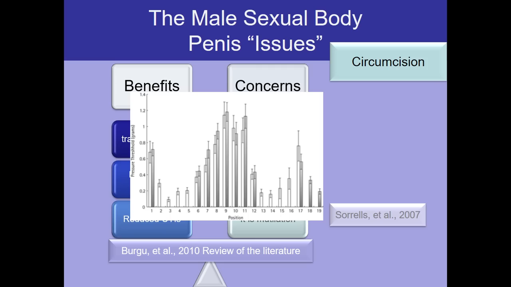So if you look at the places where you've got two bars present, where both the circumcised and uncircumcised men were tested, you'll see that at every place, except for position 17, every other place on the penis where both people have those structures, the circumcised men were less sensitive than the uncircumcised men. Actually, if you look at position 9 and you look at position 17, the circumcised men were more sensitive.